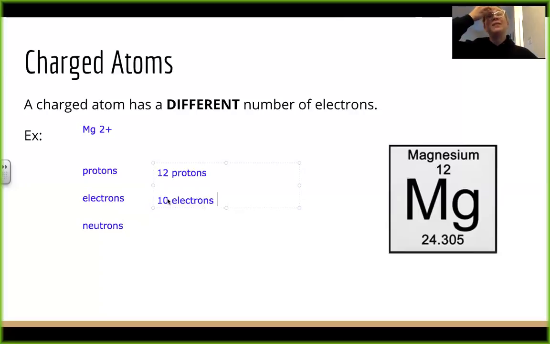So keep that in mind. Think of it like subtraction. Put a negative sign in front of those electrons and think about how they're going to cancel each other out. So magnesium in the wild, which is basically in your body and in nature, is usually found in this charged state, which means that it's missing 2 electrons.